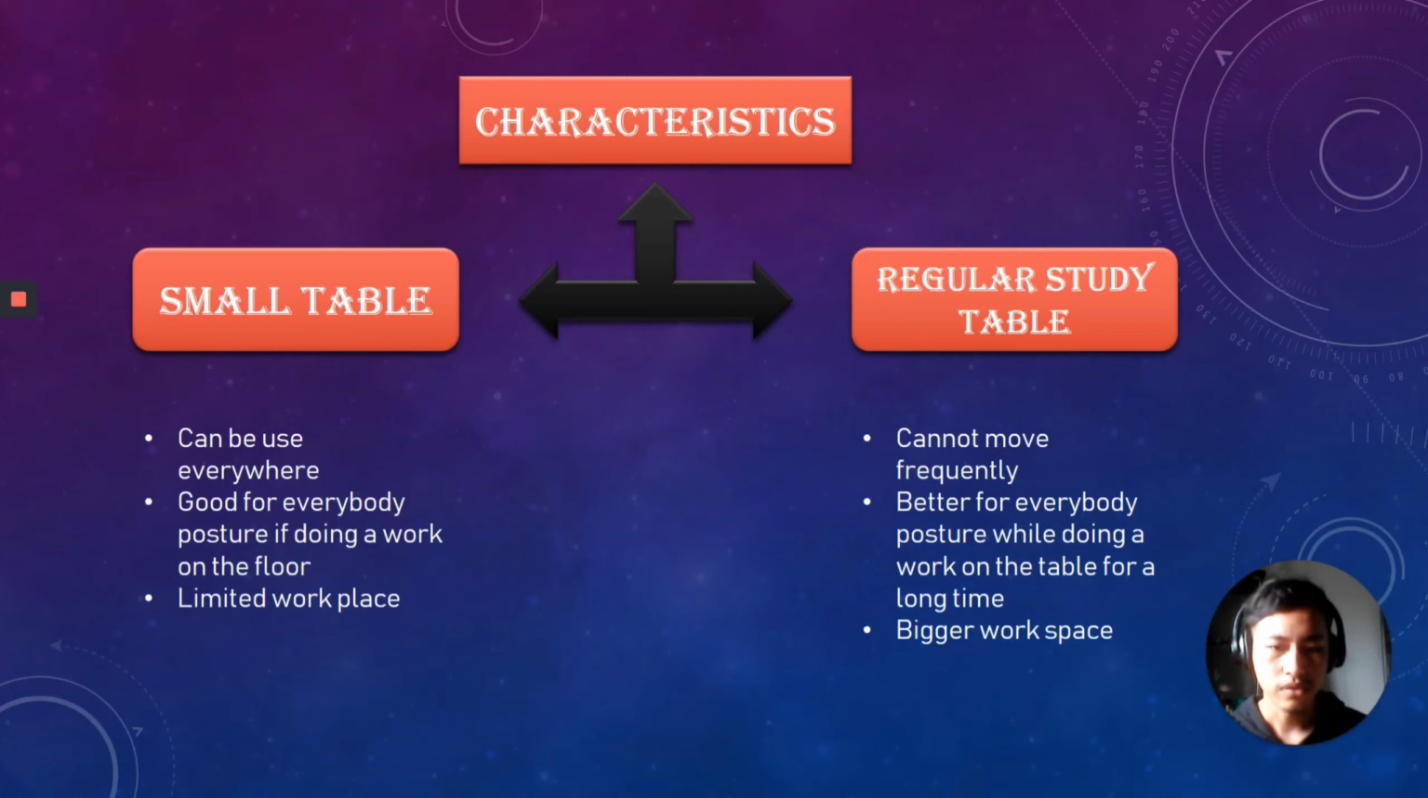So the last point is bigger workplace. A regular study table has a bigger size compared to the small table. It maybe cannot be moved around, but since you have a lot of space, you can plan it as your permanent workplace for a long time.